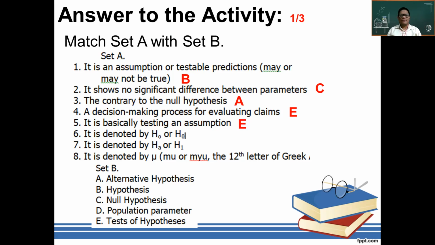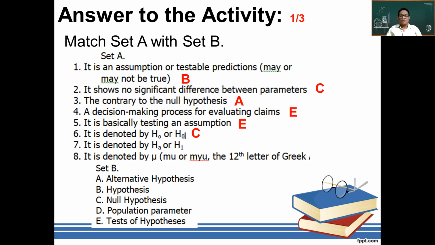Okay, number 6. It is denoted by H sub O or H sub 0. Always remember, H stands for hypothesis and O or 0 stands for what? Any idea? Yes, from your logic subject, what is O or 0? Null, yes, it is null hypothesis. So always remember, class, null hypothesis means void, it is 0, it is nothing, it is H sub 0 or H sub O.